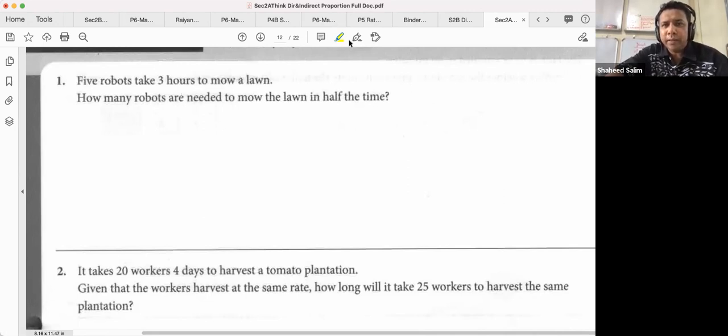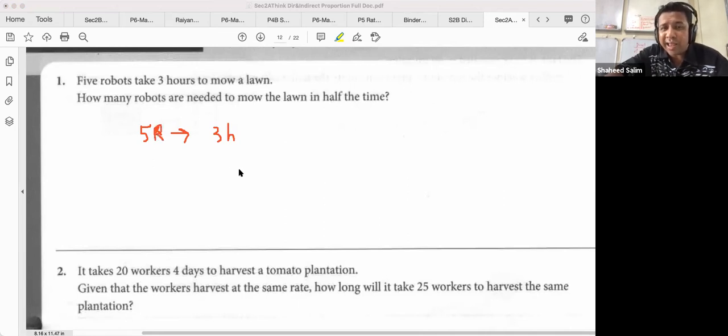All right. Now here, there is a relationship here now. Okay, you have 5 robots, and then they can finish the work in 3 hours. Correct?